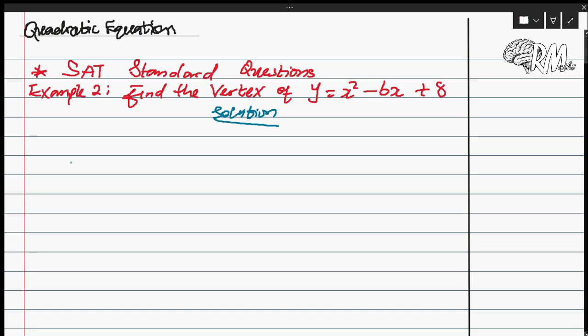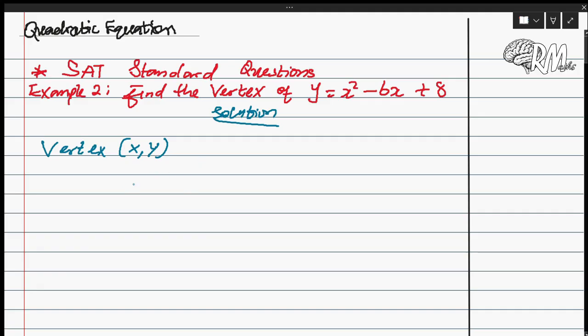Now the second question under SAT standard questions, we are asked to find the vertex of y equals x squared minus 6x plus 8. This simply means that we should find the point on the graph where we draw the quadratic equation graph, then we find the vertex point. So vertex just simply means your x-axis and your y-axis altogether.